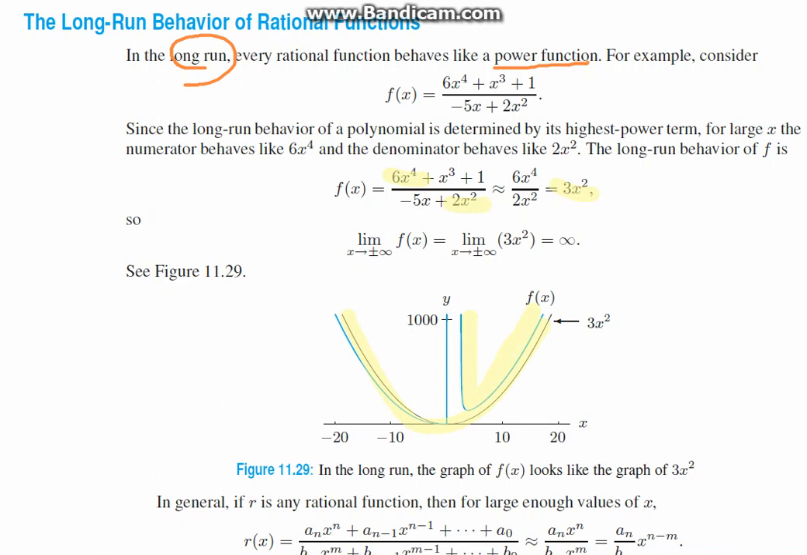So the thing that you need to remember is that, number one, take the leading terms. And remember that it's going to behave just like a power function. So if you know your power functions and how they act for positive, even, odd, and all those, then you'll be able to know how every rational function will behave in the long run.